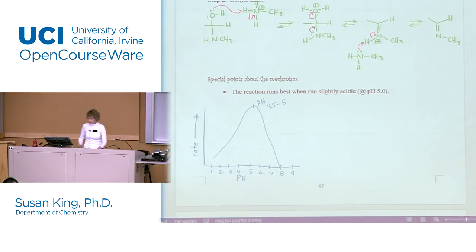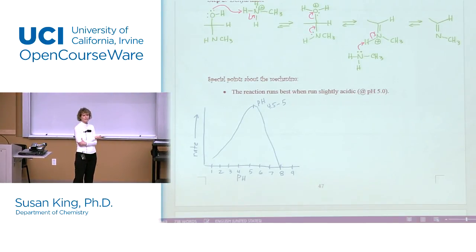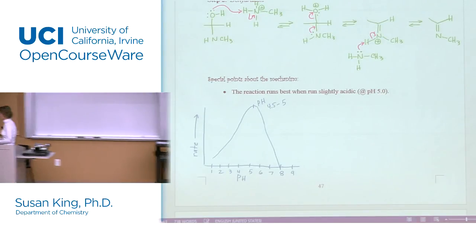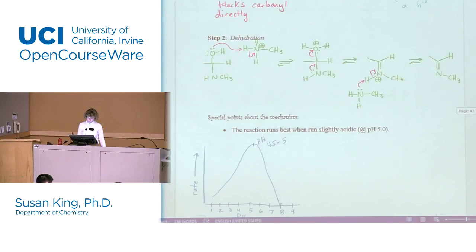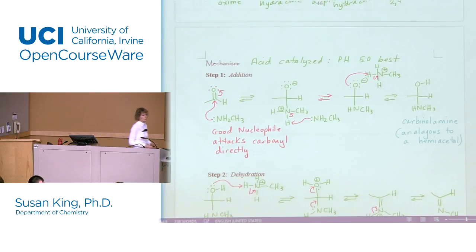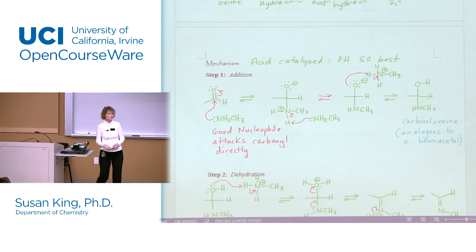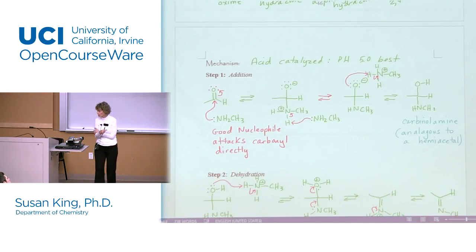All right, so let's look at this. Why would the reaction be essentially 0 at a pH of 1? Why do you think? So let's go back and look at the first step here. What has to happen in the first step? The amine has to attack the carbonyl. If that amine is completely protonated, can it attack the carbonyl? No. So that's why we have 0 rate of reaction.